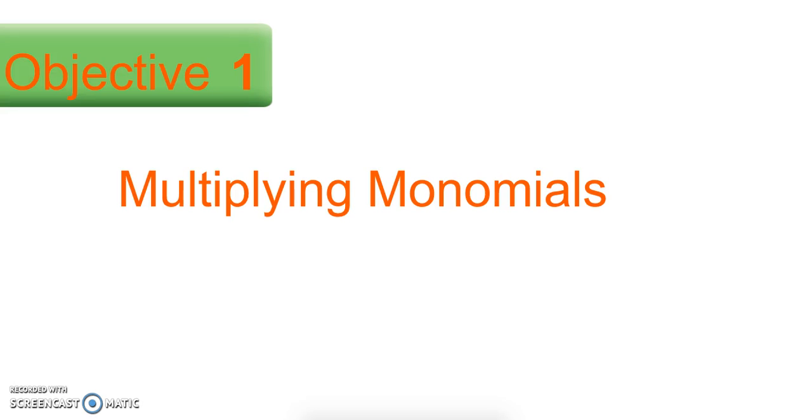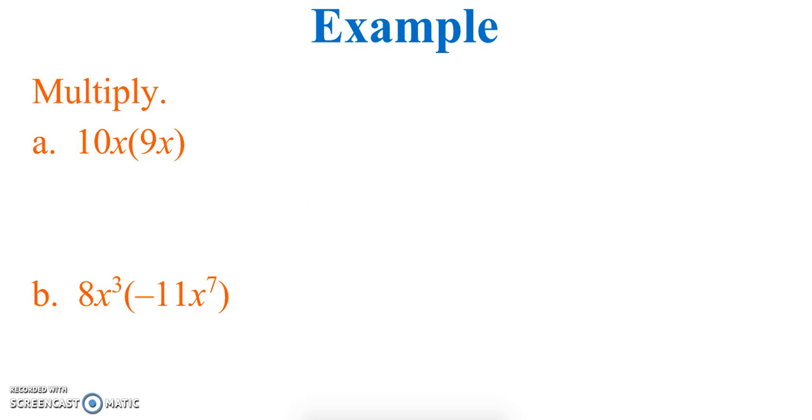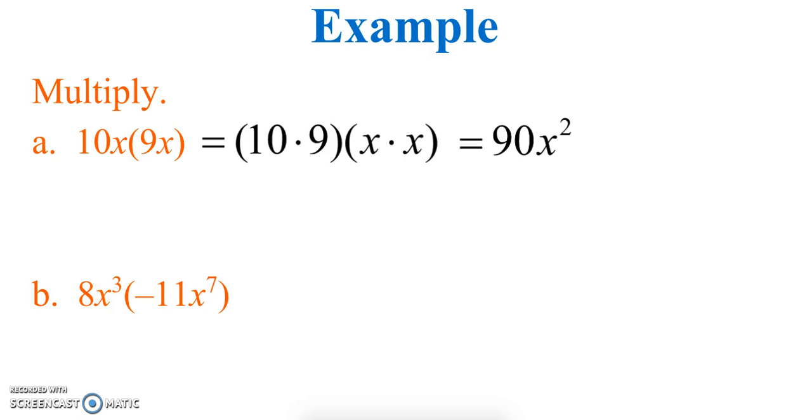Step 1 is obviously with monomials. So how do we multiply with just one term? When we do this, we follow the exact same rules of exponents that we've learned in previous videos. So for example, in A, you would multiply your terms together. So you would do 10 times 9 and then x times x, and your final result would be 90x squared, because the exponent rule is keep your base, add your exponents, and you're finished.